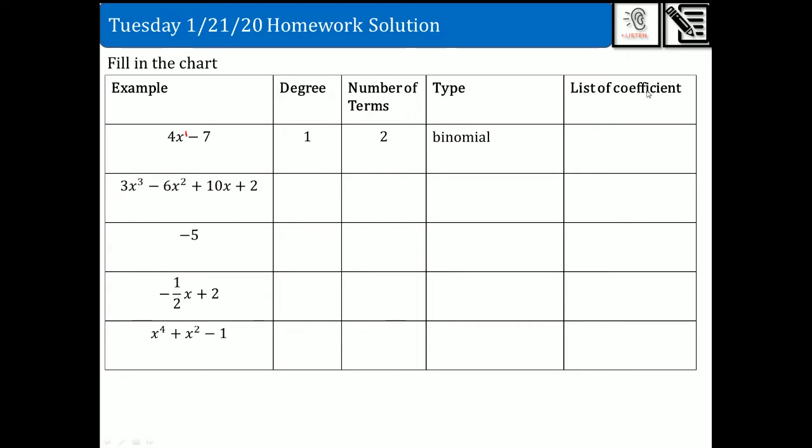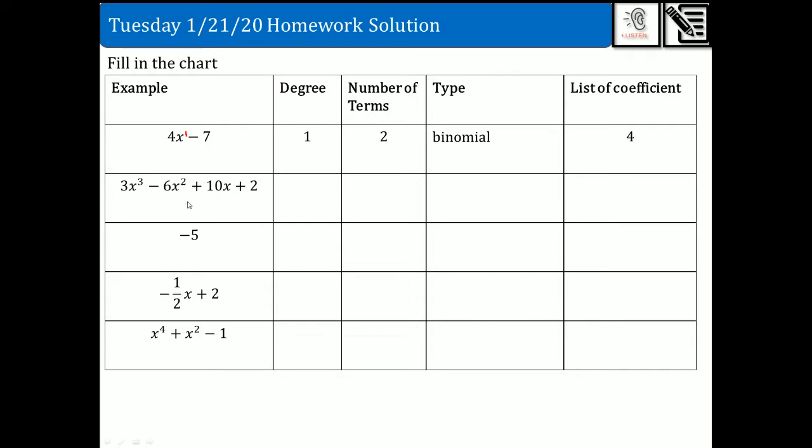And a list of coefficients. There is only one coefficient here, and it is the number in front of the variable. It would just be 4. The 7 wouldn't be considered a coefficient because it is not in front of a variable.